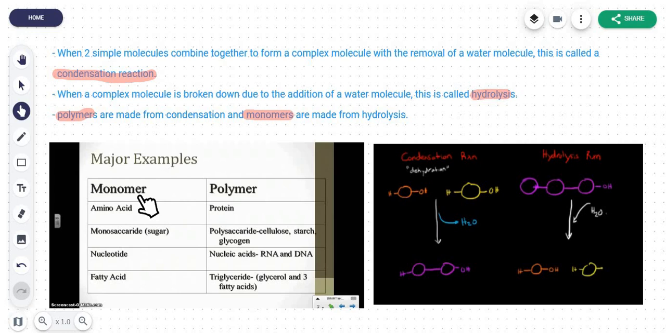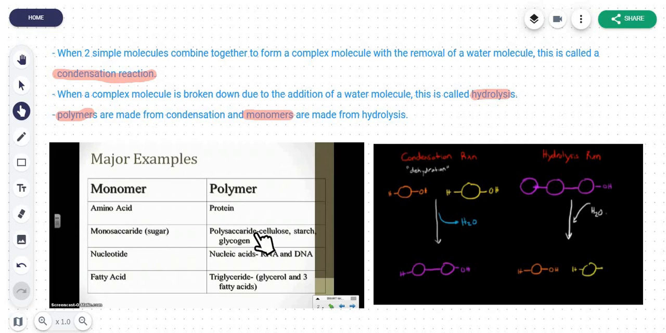Now you need to know some examples of your monomers and polymers. This will come up again in the future. So amino acids form proteins. This is your monomer and your polymer. Monosaccharides are simple sugar units forming your polysaccharides.